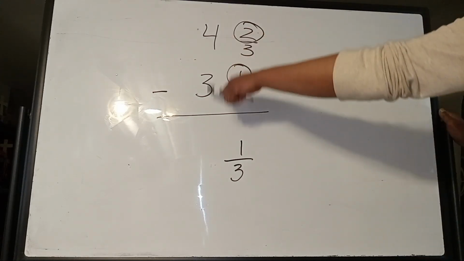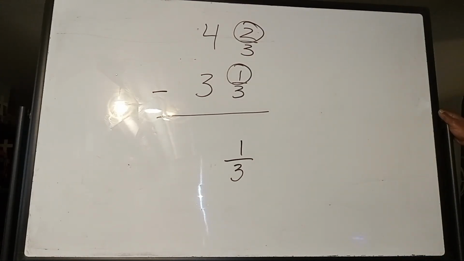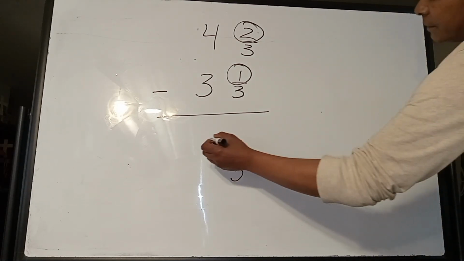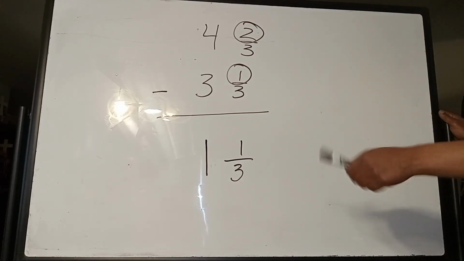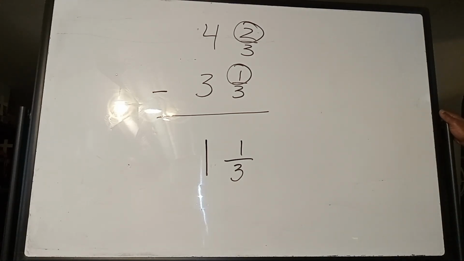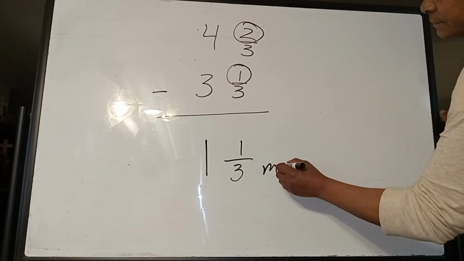And now we just do the regular subtraction, 4 take away 3. 1. All right. So that is how many more wipes that she used: 1 and 1 over 3 more wipes.